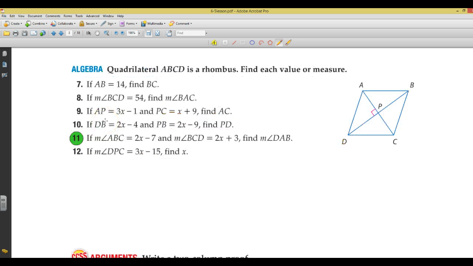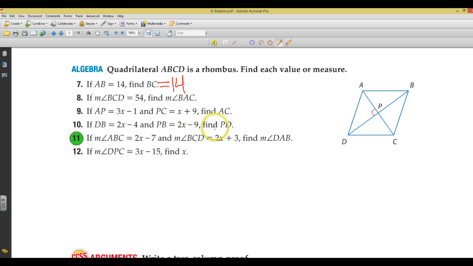Quadrilateral ABCD is a rhombus. Find each value or measure. Number 7, AB is 14. So find BC. Well, consecutive sides of a rhombus are congruent. So BC is 14 as well.